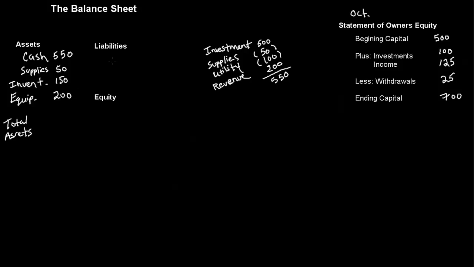And let's say for our liabilities that we had an account payable of 150. And let's say we had a note payable. Usually a note payable is money that you owe to the bank, of $100. So total liabilities in this case were $250.